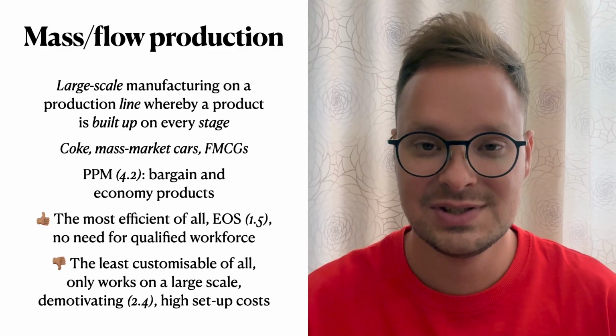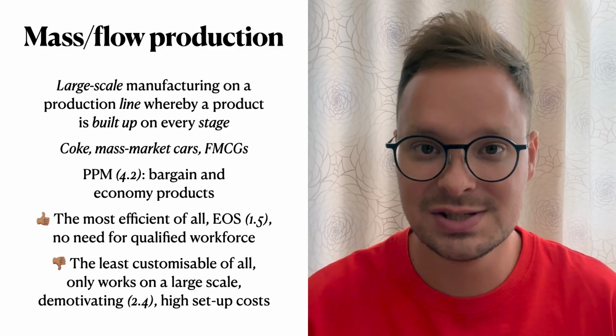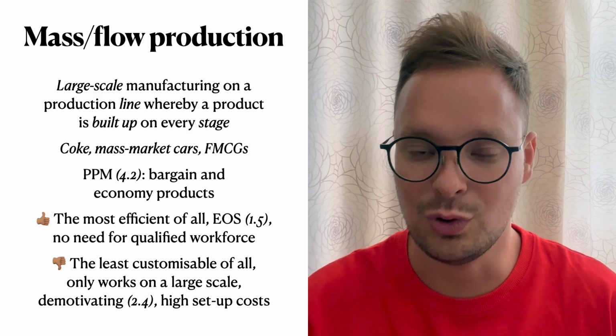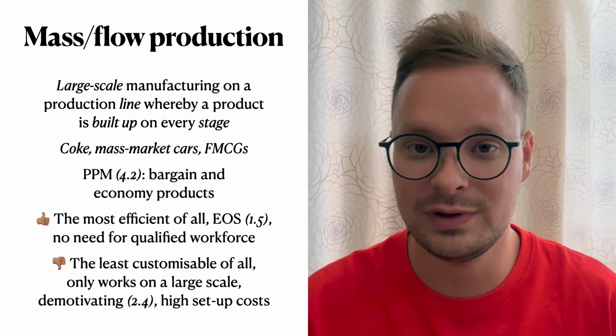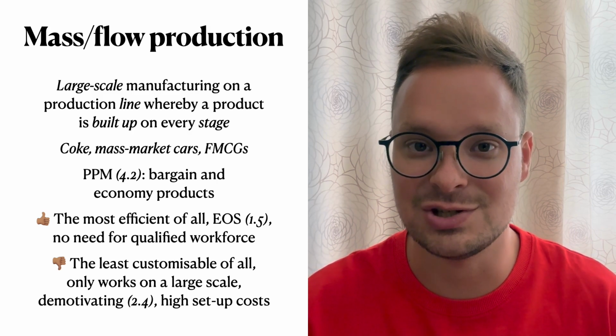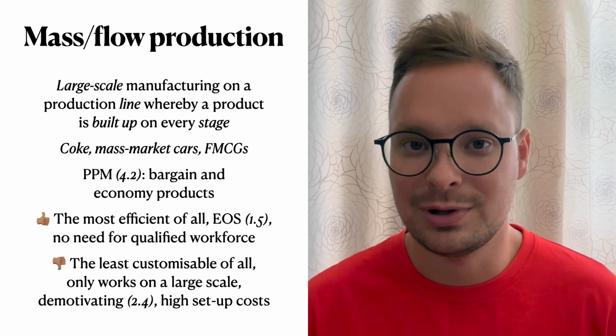If we're talking about a car, then first you start with a body, then you add wheels, then you add seats and other elements, and then it's done. So at every stage of the production process, the output gets heavier and heavier, you add more and more elements until it's finally done. Some of the examples of mass production are Coke, or mass market cars like Great Wall Motors or Toyota, and fast-moving consumer goods or FMCGs. For example, toilet paper and toothbrush.